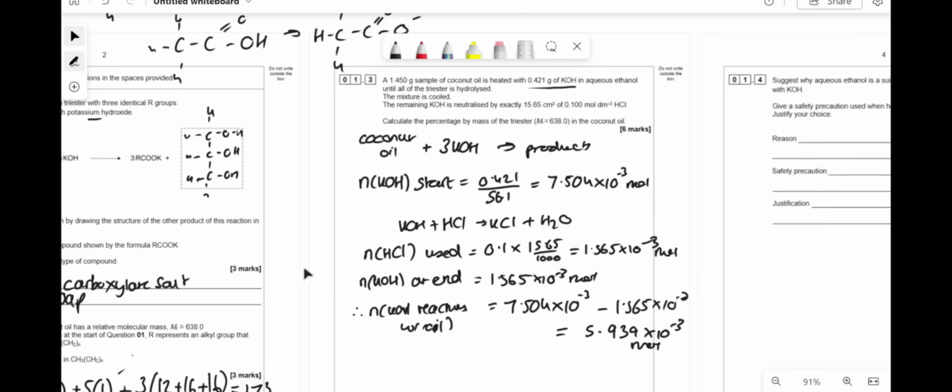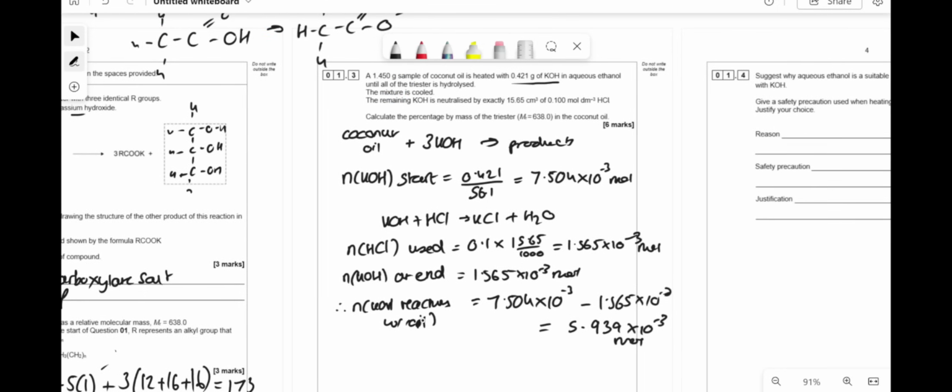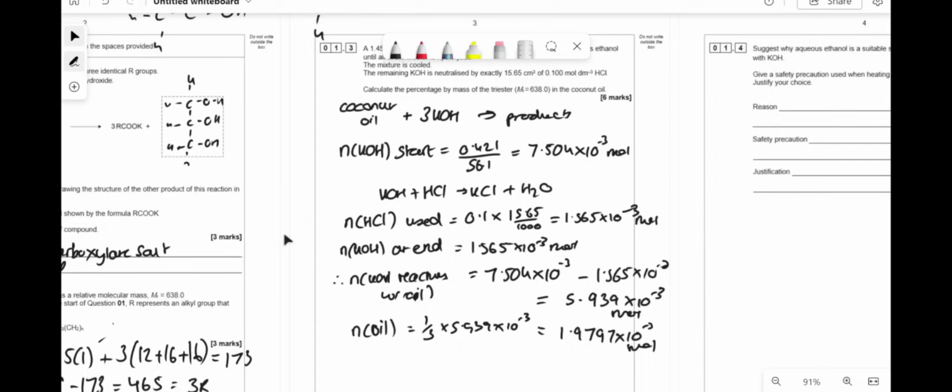So now we know how much potassium hydroxide reacted with the coconut oil. So we can work out how many moles of coconut oil we have as well. So the moles of coconut oil is going to be a third because they react in a 3-to-1 ratio. So it's going to be a third of that. So the moles of oil is going to be 1/3 times 5.939 times 10 to the minus 3, which equals 1.9797 times 10 to the minus 3 moles. You don't want to round too much until you reach the end.